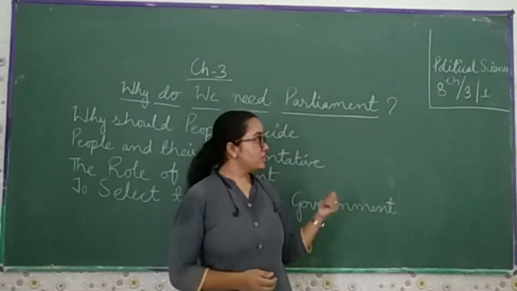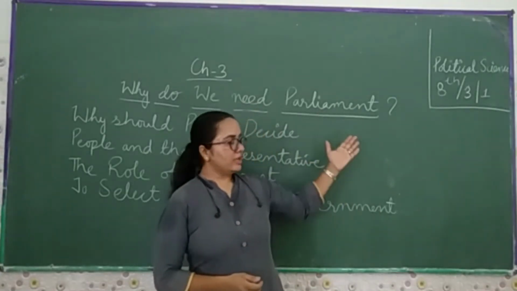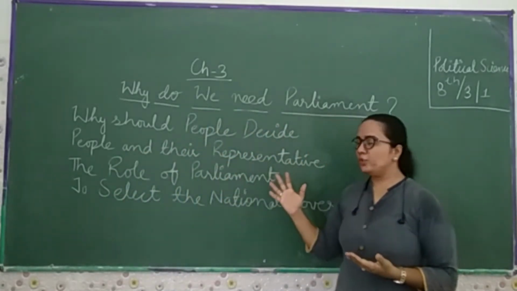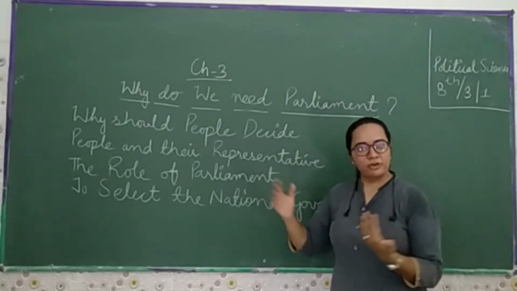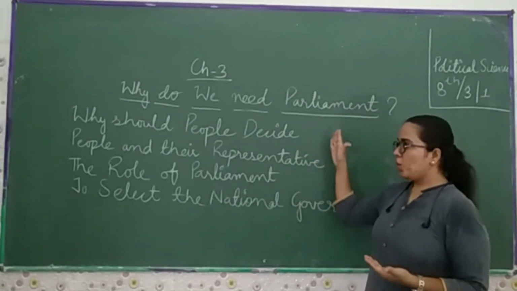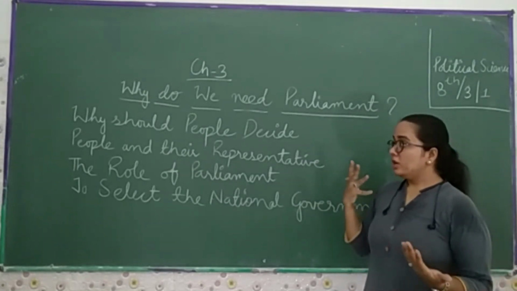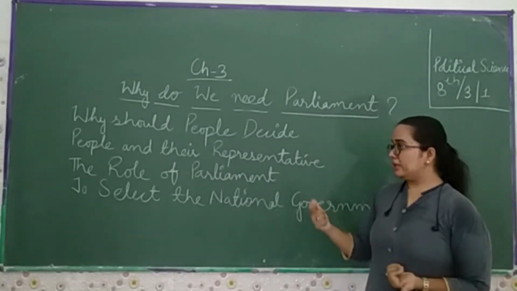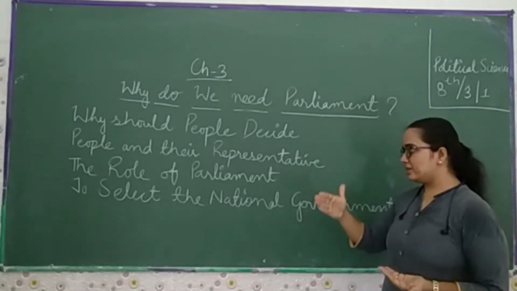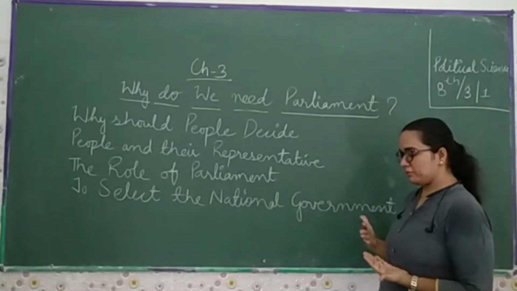In this session, we are going to learn Political Science, Class 8, Chapter 3, Why Do We Need Parliament? Before starting this chapter, what points do we have to cover today? In the first segment, why should people decide? Then people and their representatives, and the role of parliament, to select the national government.